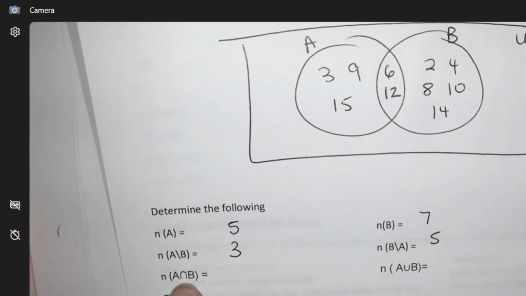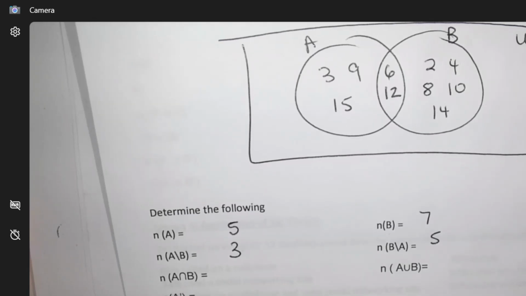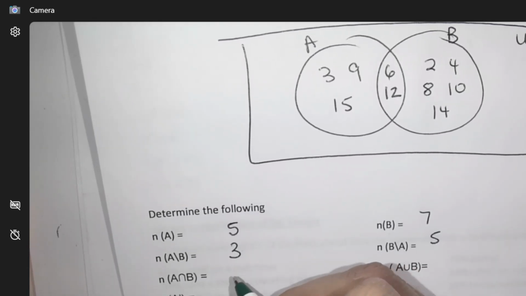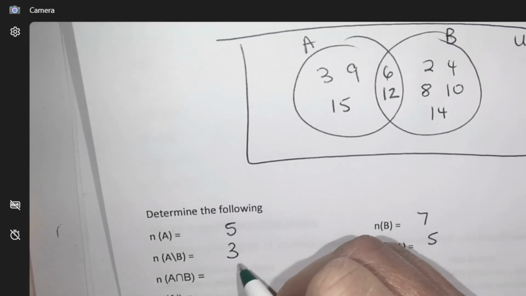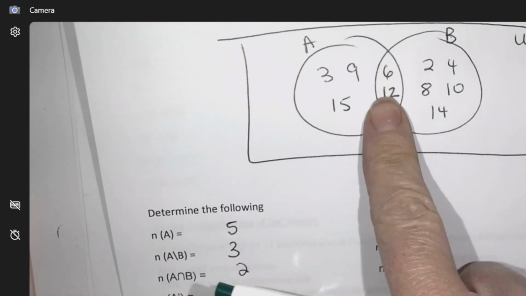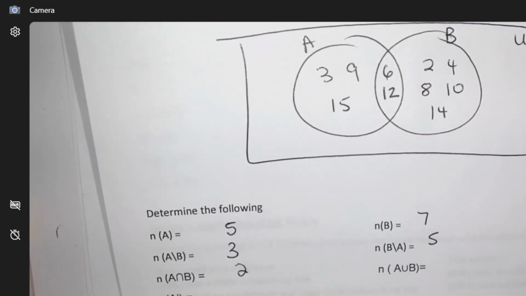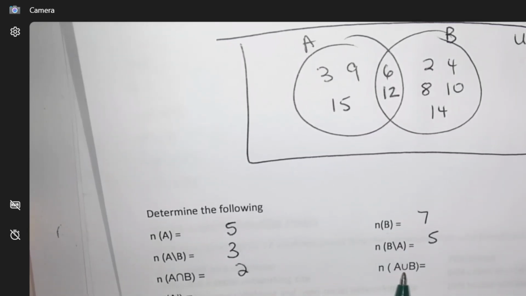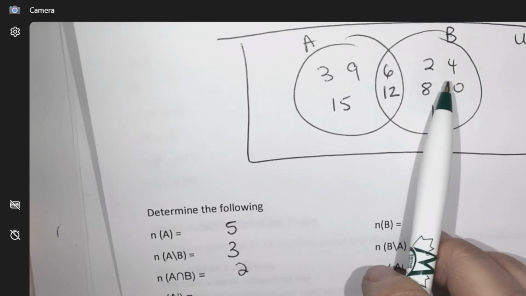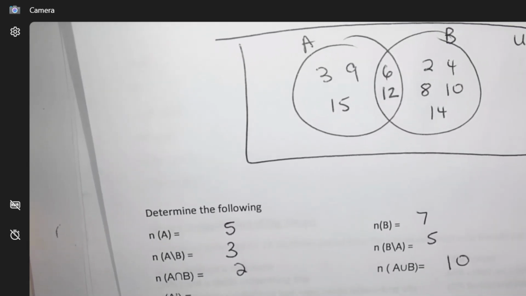All right, A and B. This is the and. So how many items are included in both bubbles? A and B. They have to be inside A and also inside B. 2. Because what are you looking at? The overlap. And then ors. How many are in A or B? They just have to be anywhere inside the bubbles. Anything? There's 10.